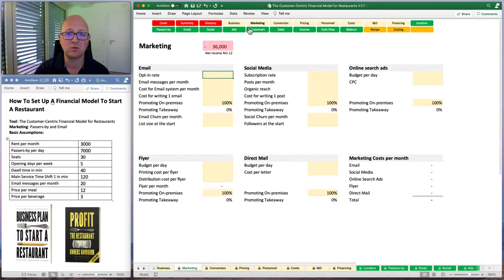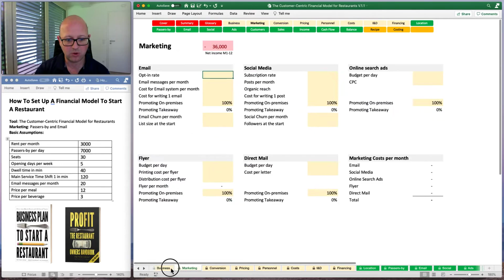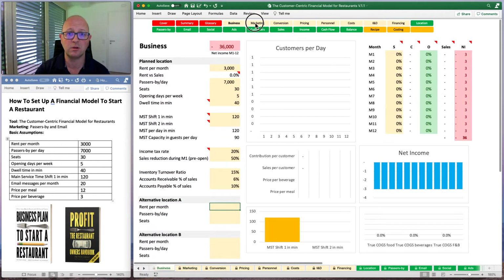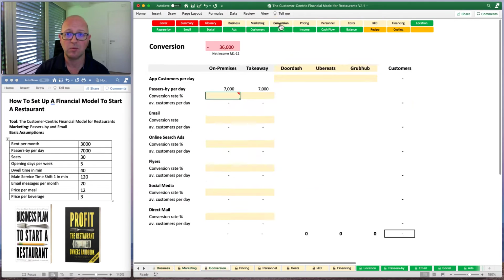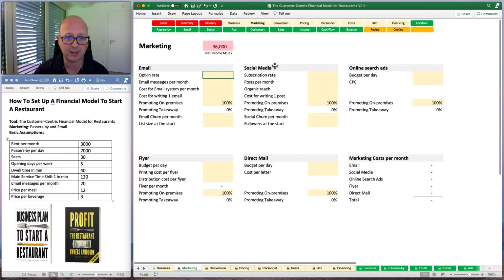We go next to marketing. As you see, you can navigate either here on the bottom with the sheets, or you can use the navigation bar here on top. Both is possible. So we already put in some data into the business sheet. Now we go to marketing.